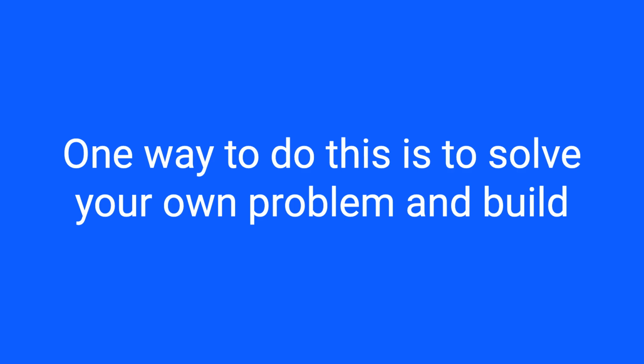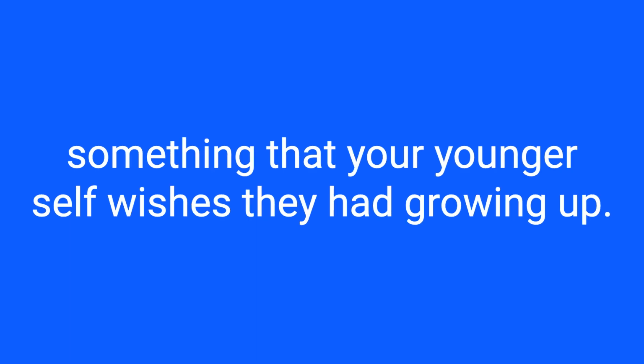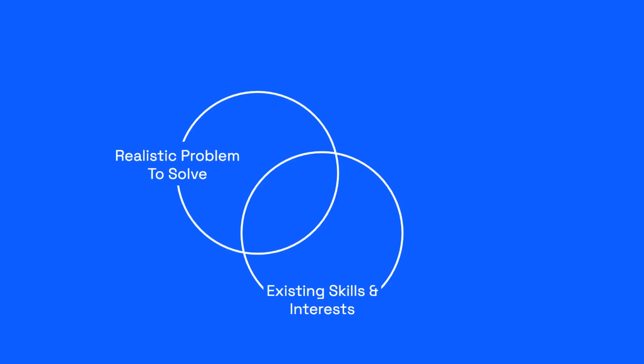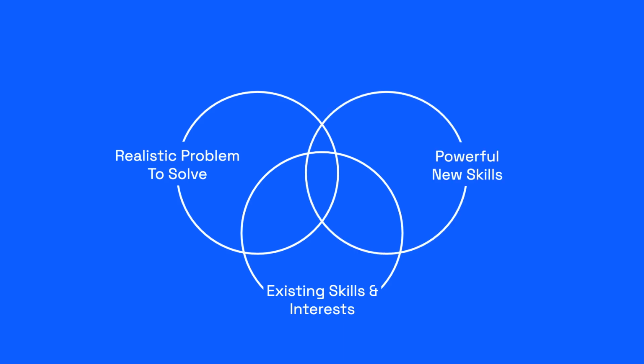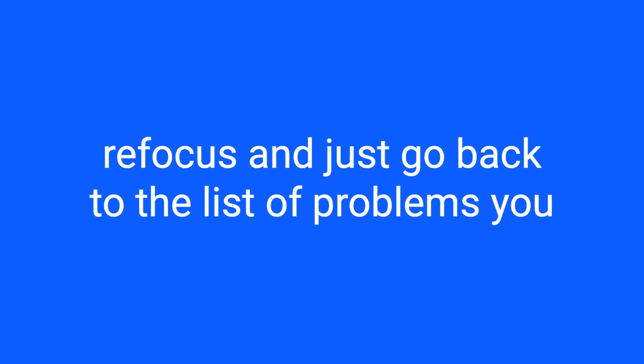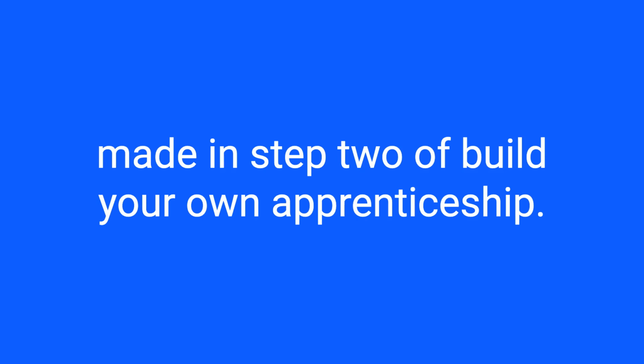One way to do this is to solve your own problem and build something that your younger self wishes they had growing up. Try to align your existing skills and interests with a problem that's realistic to solve, with new skills that you're excited to develop, which will help you build a bridge towards a new field, niche, or network of skilled people that inspire you. If one of these things is lacking, or you realize you don't care, pivot, refocus, and just go back to the list of problems you made in step 2 of Build Your Own Apprenticeship.